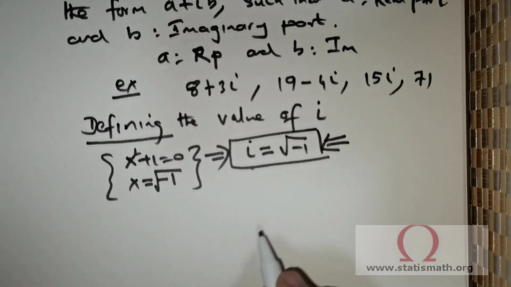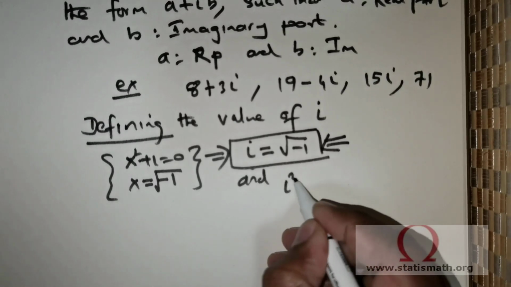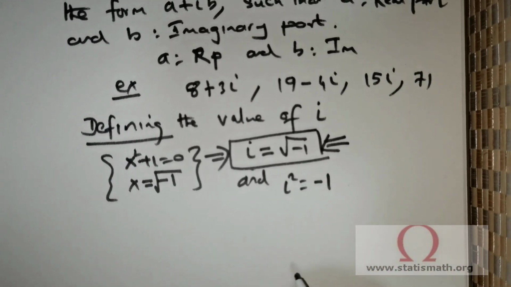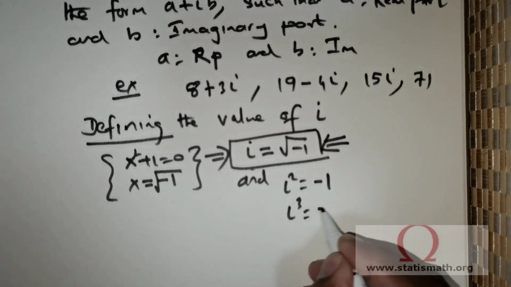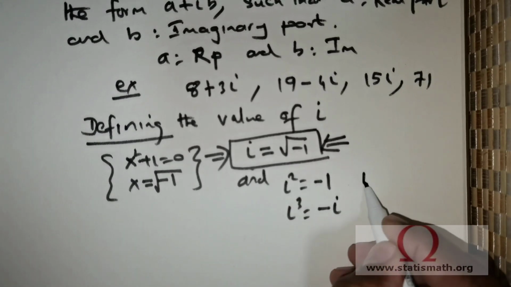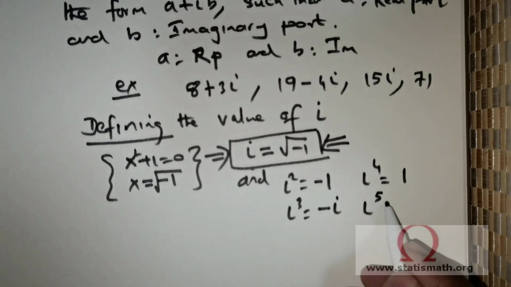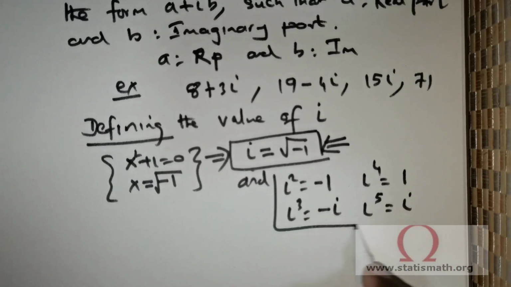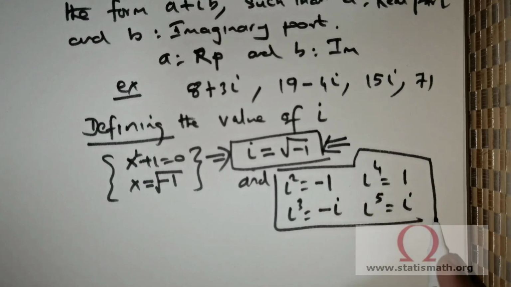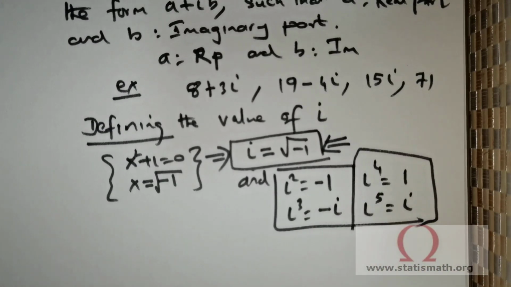i is root of negative 1, and i squared is equal to negative 1, and i cubed is negative i, and i to the power 4 is positive 1, and i to the power 5 is positive i. They are all the standard representations that you have to know.